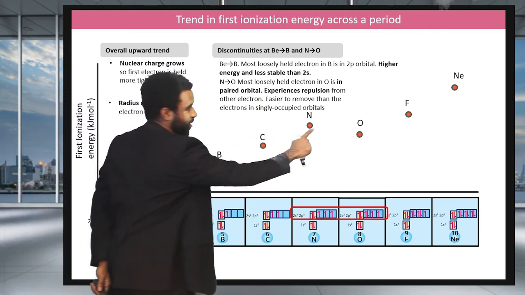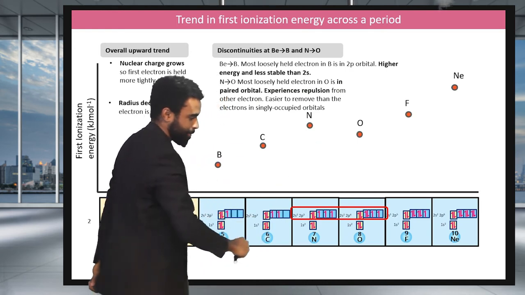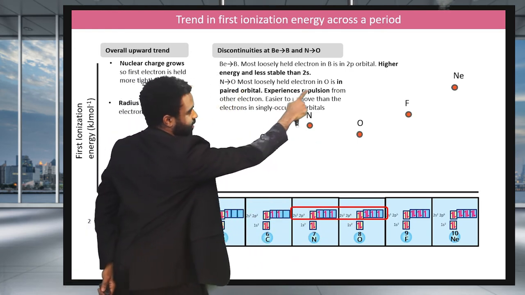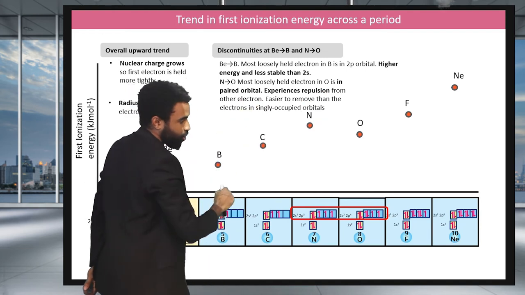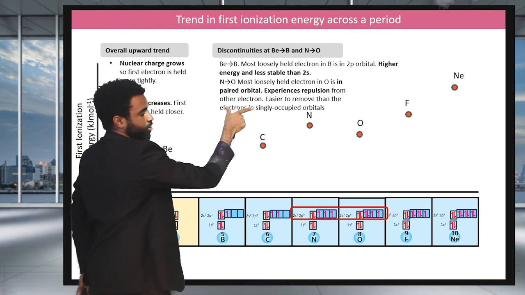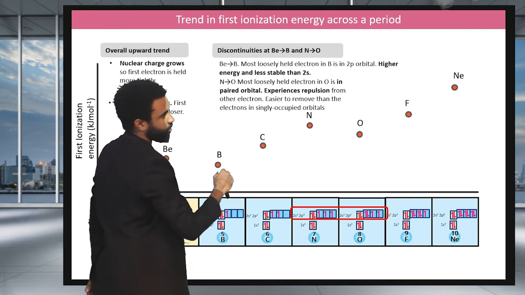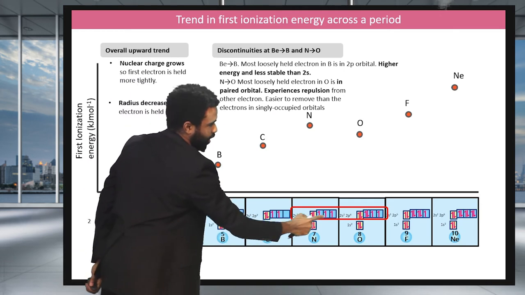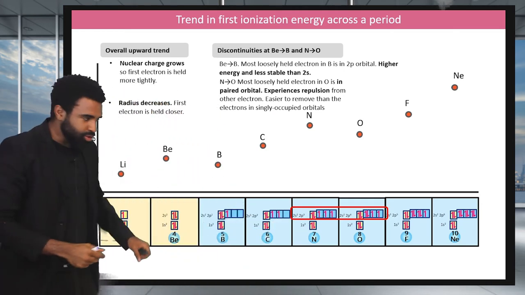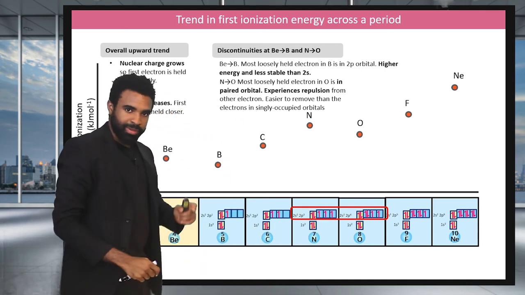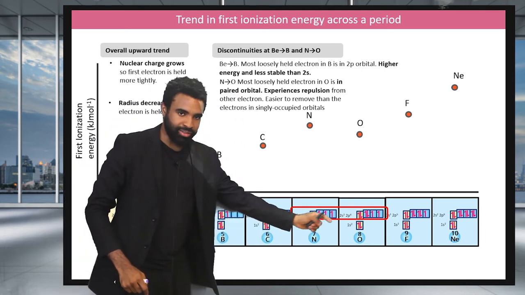Now between nitrogen and oxygen, what's going on there? Well, here for oxygen, let's read it first. It says, the most loosely held electron in oxygen is in a paired orbital. And it experiences repulsion from the other electron in that orbital, which makes it easier to remove than electrons in singly occupied orbitals. So when electrons are in singly occupied orbitals like this, you remember it's because of Hund's rule that we arrange the electrons like this.